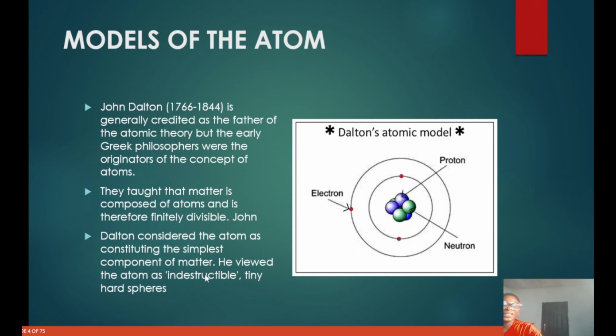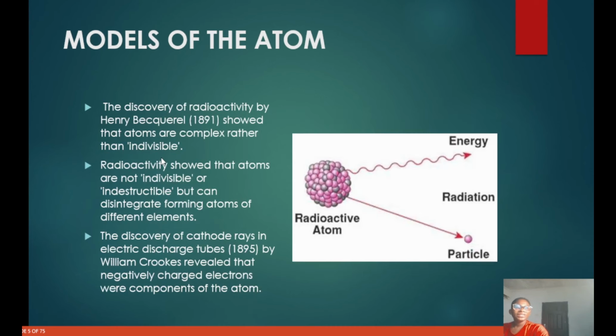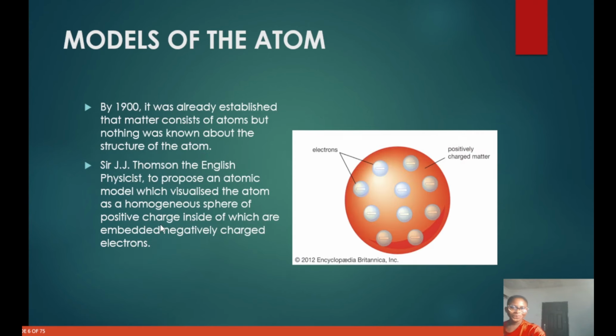He viewed the atom as an indestructible, tiny particle that cannot be divided. The discovery of radioactivity by Henri Becquerel showed that atoms are complex rather than indivisible. Radioactivity showed that atoms are not indivisible or indestructible, but can disintegrate, forming atoms of different elements. The discovery of cathode rays in electric discharge tubes by William Crookes revealed that negatively charged electrons were components of the atom.